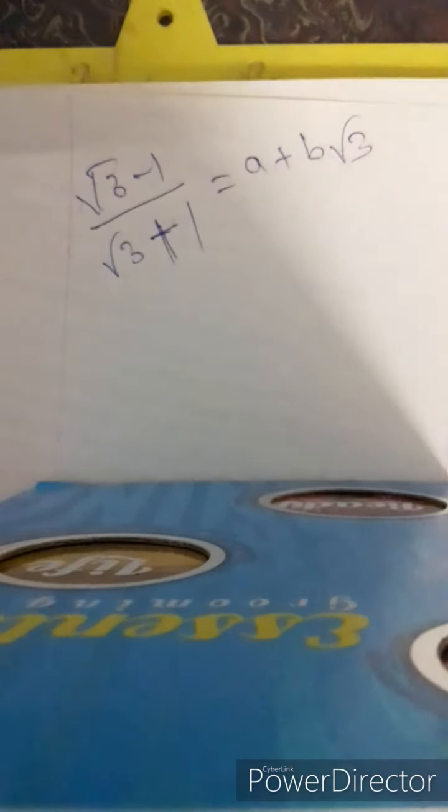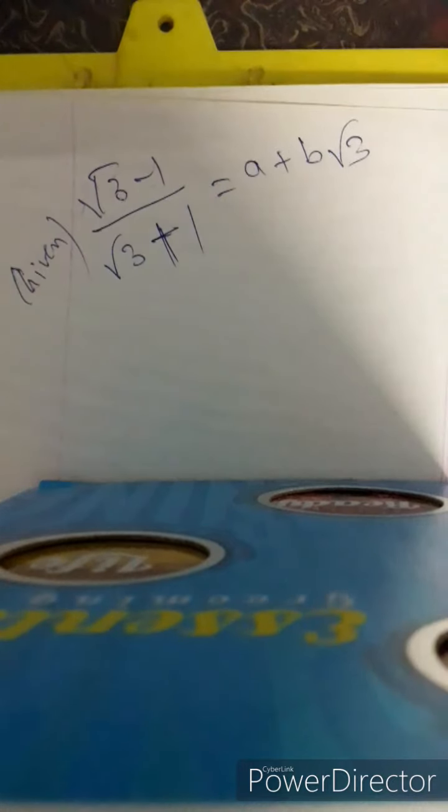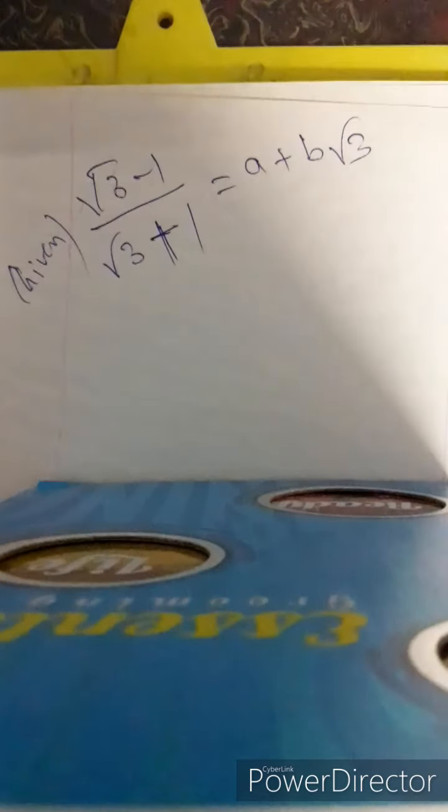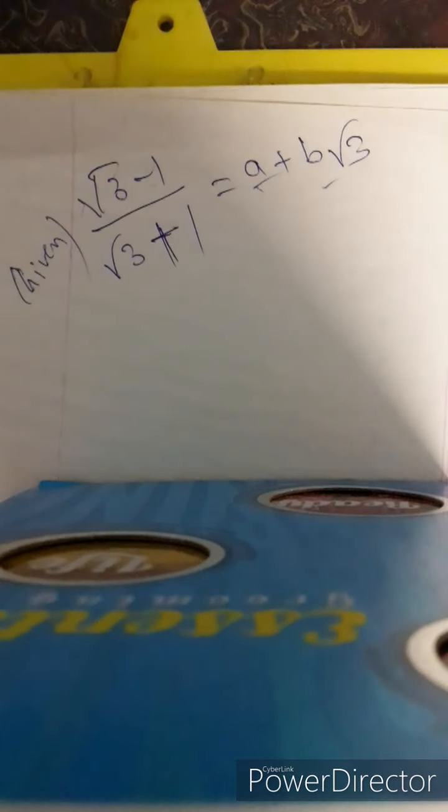It is given root 3 minus 1 by root 3 plus 1 equals a plus b root 3. Alright, I hope you are able to see the problem. This is given: root 3 minus 1 divided by root 3 plus 1 is equal to a plus b root 3. We have to find a and b. We need to find what is a and what is b.